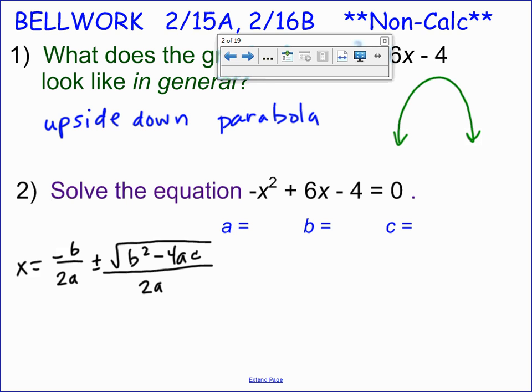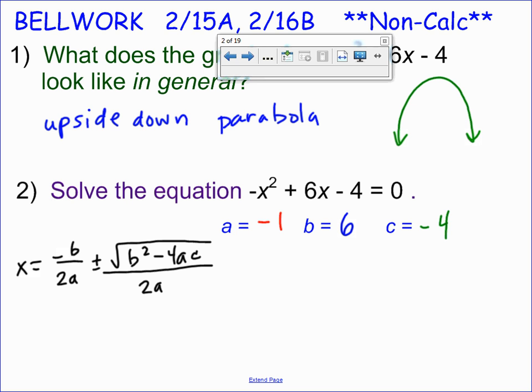What am I going to use for a here? What am I going to use for a? Nathan? -1, thank you. So I'll use -1 for a. What will I use for b? Carson? 6, thank you. Or I'm going to use the value of c. Aaron? -4. Thank you. Let's go ahead and now evaluate my quadratic formula.